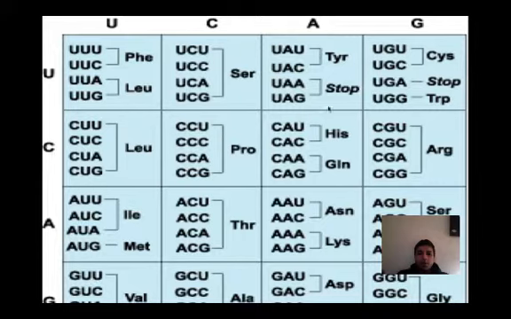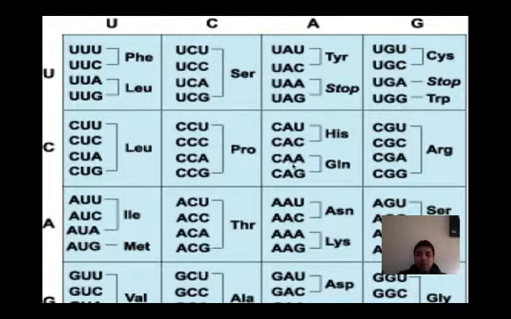Now, notice these codons. They don't code for any amino acid. Instead, they code for something called a stop. This one does, these two do, as well as the UGA. They code for stop codons. So what do you think a stop codon is? Well, let me tell you. A stop codon is going to stop the process of translation, or the process of protein production.